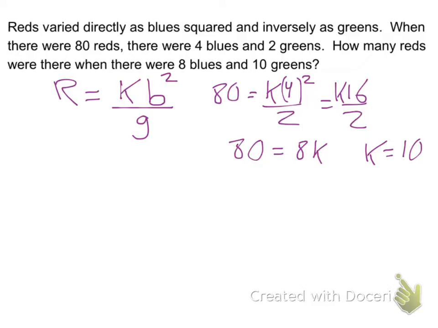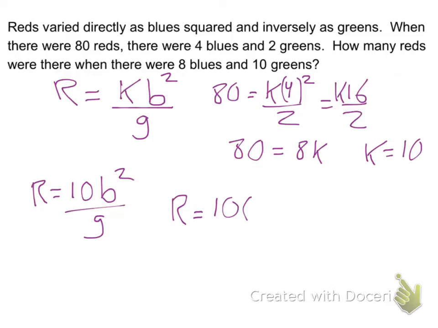So you know the constant. The constant never changes. So I'm going to rewrite the equation. R equals 10 times b squared over g. That's the equation that we will use. I just subbed in k. The last sentence then says, find r when b is 8 and g is 10. Oh, that's pretty easy. R equals 10 times, what's b? 8 squared all over 10.